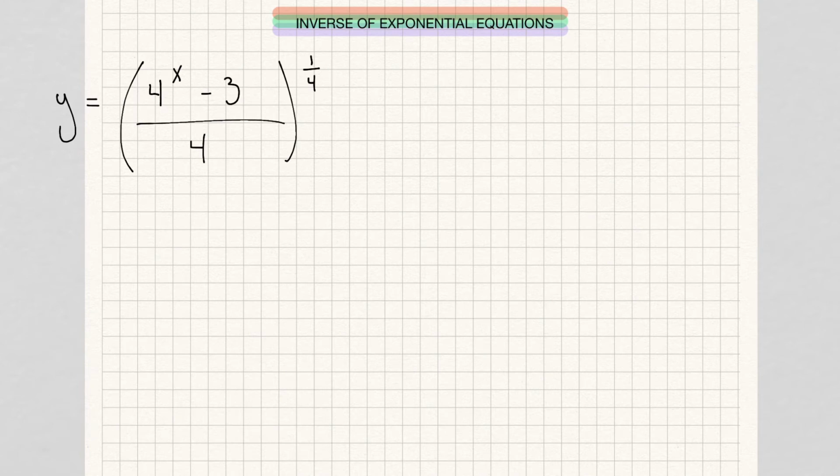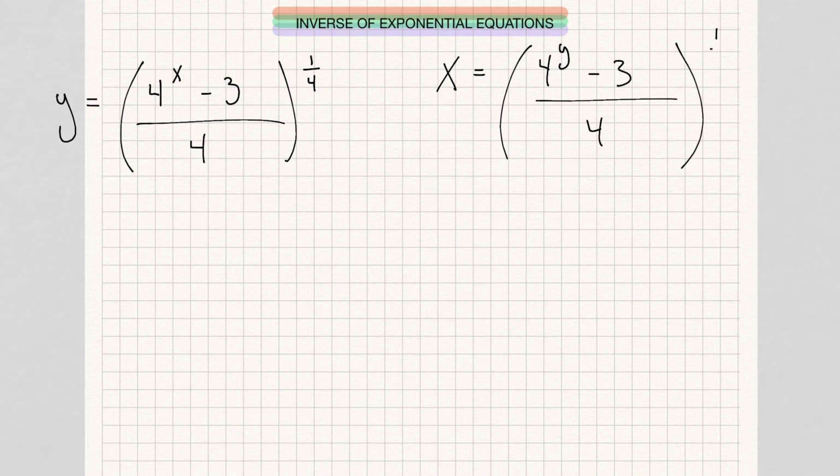All right, here's our next problem. y equals 4 raised to the x minus 3 over 4, all that being raised to the 1/4 power. Once again, the first step when doing an inverse is to swap out x and y. So now we have x equals 4 raised to the y power minus 3 over 4, and all that being raised to the 1/4 power.